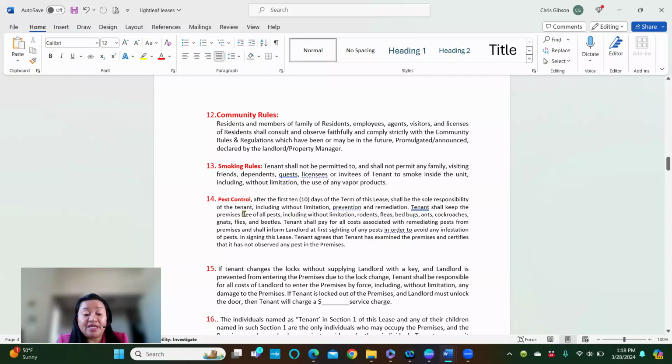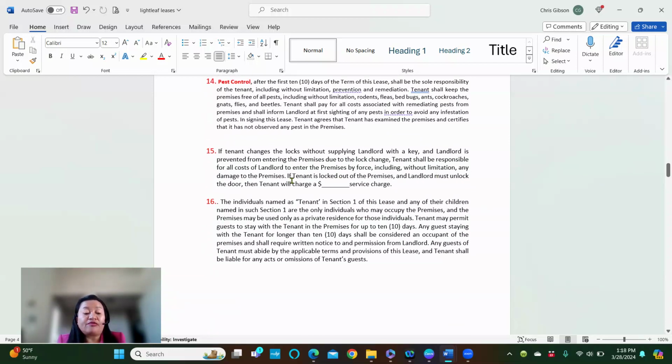So number 14 is pest control. After the first 10 days of the term of the lease, it shall be the sole responsibility of the tenant, including without limitation prevention and remediation. The tenant shall keep the premises free of all pests, including without limitation rodents, flies, bedbugs, and cockroaches. As I said earlier, if any problem occurs, especially with pests like cockroaches or bugs, the owner is responsible for the first treatment. But if more than one is required, it will be charged to the tenants or residents.